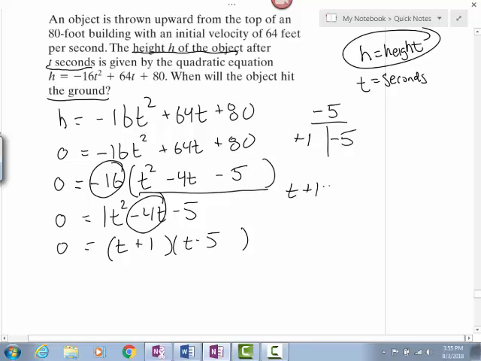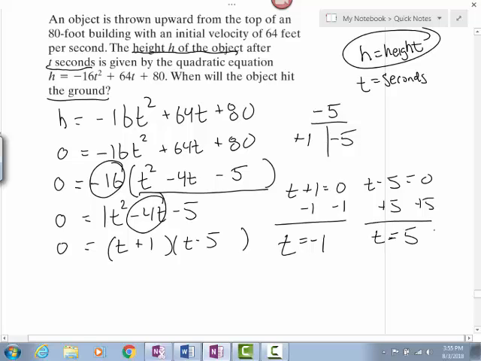So when I set each part equal to 0, I'm going to go minus 1 and minus 1. So t equals negative 1. I'm going to go plus 5 and plus 5. So t equals a positive 5. Again, just like we said a little while ago, the time cannot be negative. I don't want to use that answer. This is the only one that I'm looking for. How long does it take for the object to hit the ground? It takes 5 seconds, right? Great.